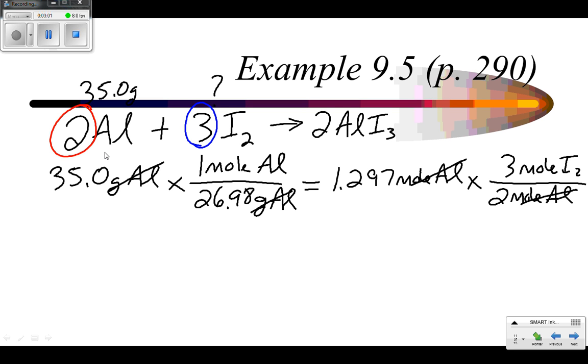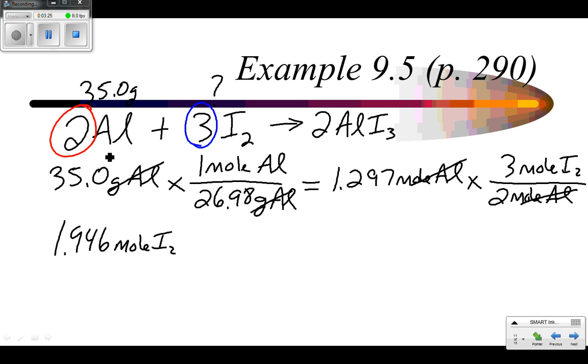All right, so if I get my calculator out, I take the answer to the previous one, 1.297 times 3, and divide that all by 2. I get 1.946. So 1.946 is moles of iodine.